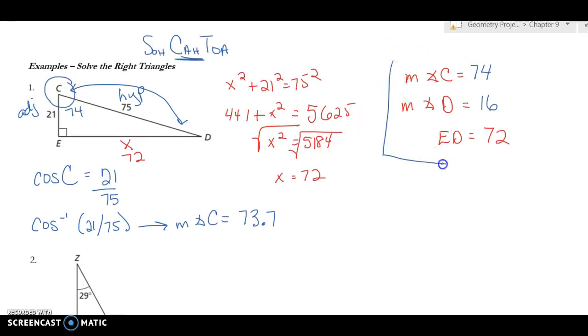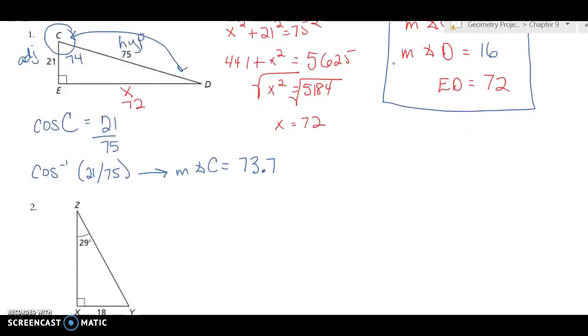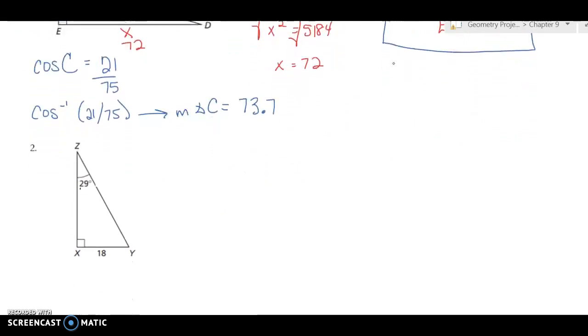Okay? All right, looking at number 2, what I would like you to do is list down what's missing and see if you can find one of those things first. It doesn't matter which one you do, but see if you can list them and find one.